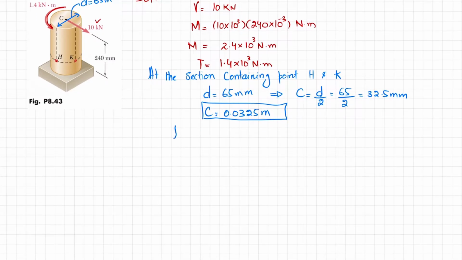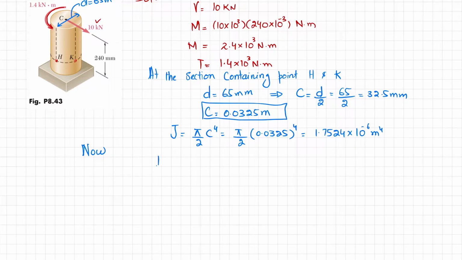We will also calculate the polar moment of inertia J, and that J is equal to pi by 2 C power 4 for a circular shaft. So pi by 2 times 0.0325 power 4. From here you will get 1.7524 into 10 raised to power minus 6 meter power 4. Now we will also calculate the moment of inertia, and we know that the moment of inertia is equal to half of J.